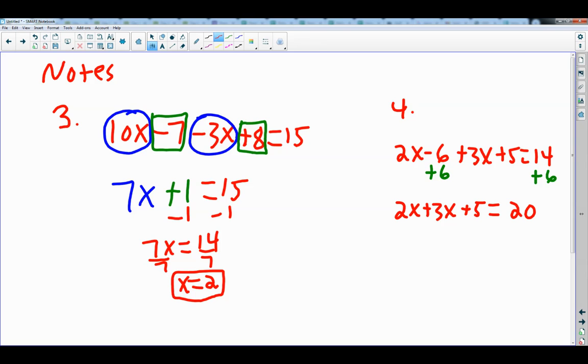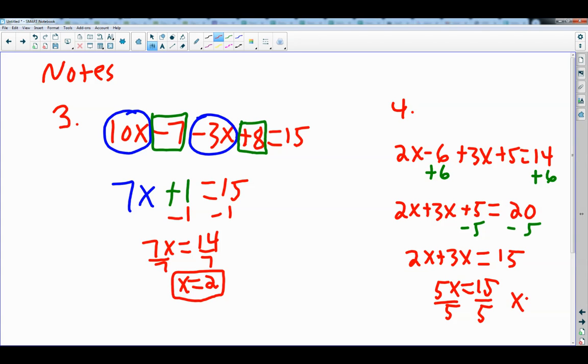Okay, I got one more regular number here, positive 5. So I'm going to subtract 5 from both sides. Again, number terms with number terms, right? I can't combine x's over there with that 20. So we have 2x plus 3x equals 15. And now, this is regular combining like terms here. We have 5x equals 15. And we can divide by 5. And x will be 3.